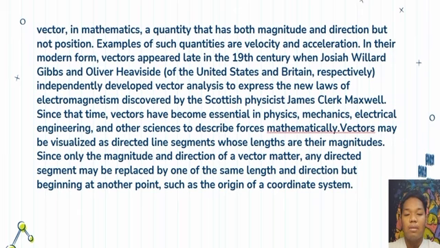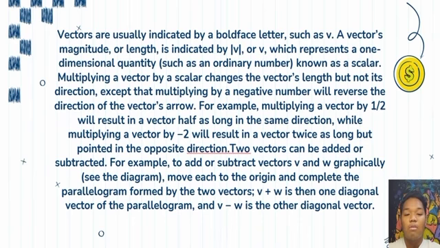Vectors may be visualized as directed line segments whose lengths are their magnitudes. Since only the magnitude and direction of a vector matter, a directed segment may be replaced by one of the same length and direction, but beginning at another point, such as the origin of a coordinate system. Vectors are usually indicated by a boldface letter, such as V.